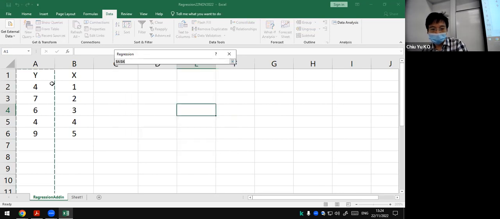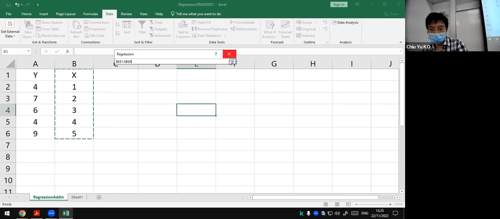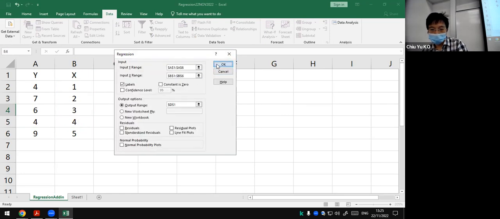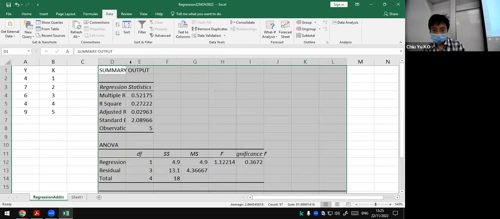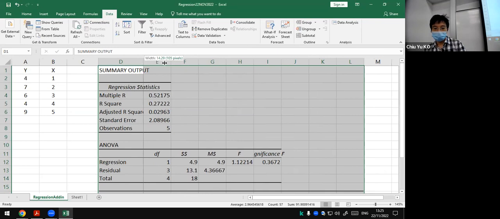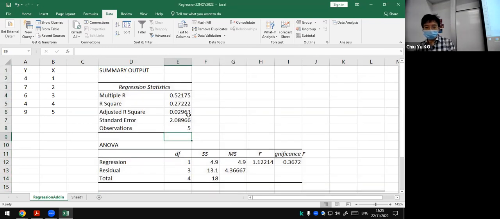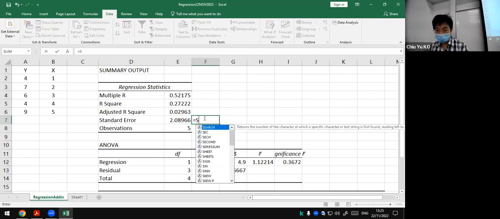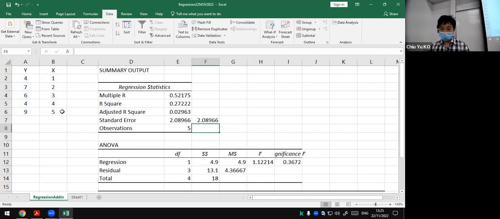Okay. Maybe they don't allow me to do it. This Y and X. Okay, that should be fine. Okay, so you can see this one contains, this one we know this is STEYX, right? This is STEYX, you put this one, we just learned it, right? This is the standard error, right?